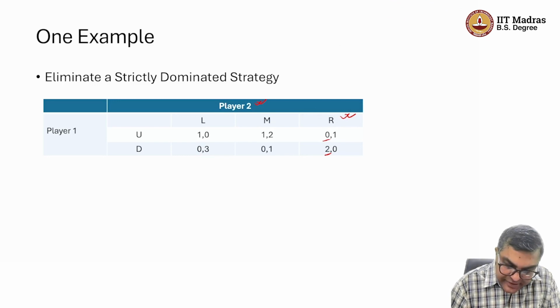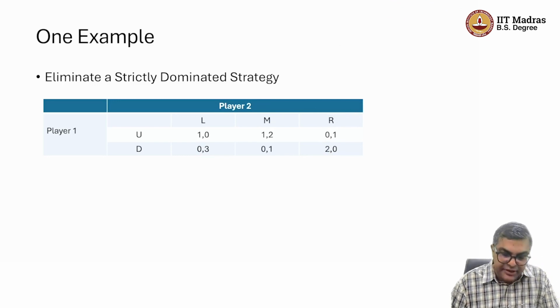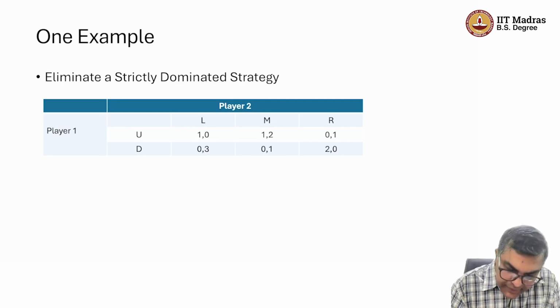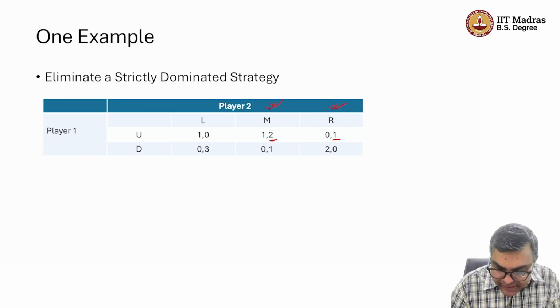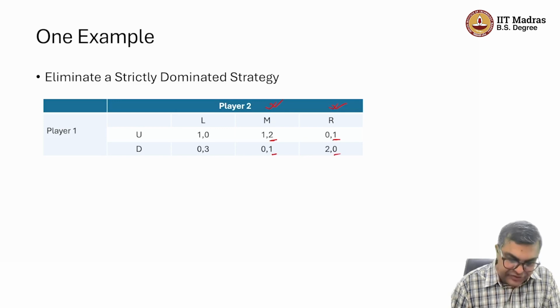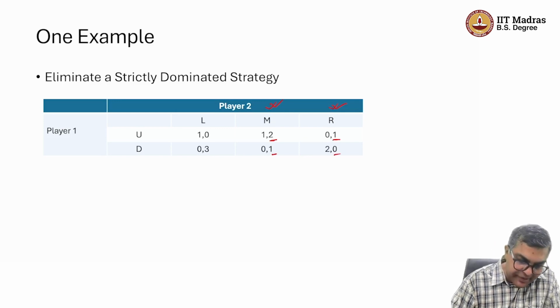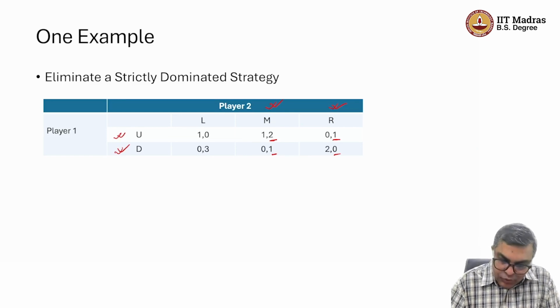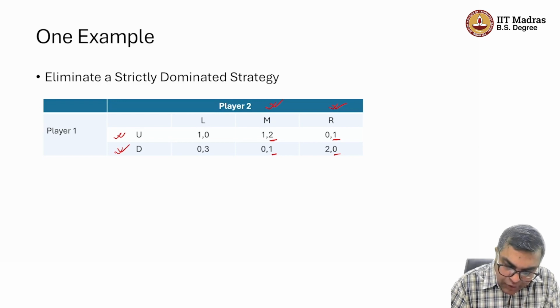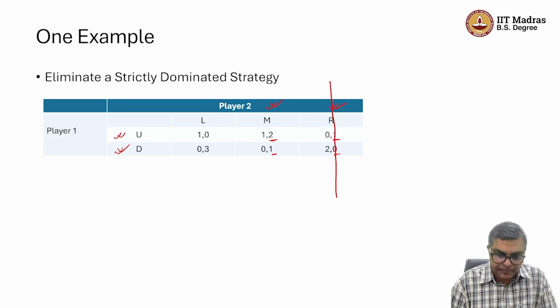How about dominated strategy? We have already shown that U doesn't dominate D, D doesn't dominate U. How about for player 2? M clearly dominates R, because 2 is greater than 1 and 1 is greater than 0. So no matter what player 1 is playing, whether player 1 is playing U or D, M always gives more than R. So M dominates R, or R is a strictly dominated strategy, we can remove this.